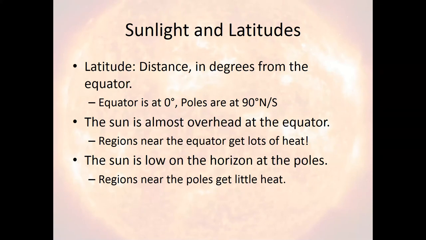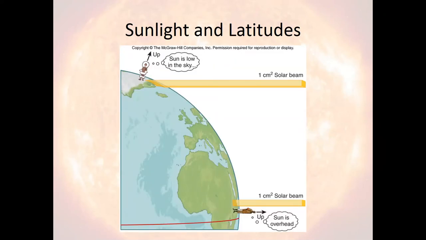If you look at the beam, it begins to spread out and it begins to dim. That's what's actually happening at the poles. That sunlight's now spreading out over a larger area and it's less intense. So this is how it looks.